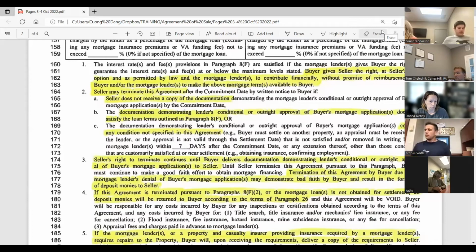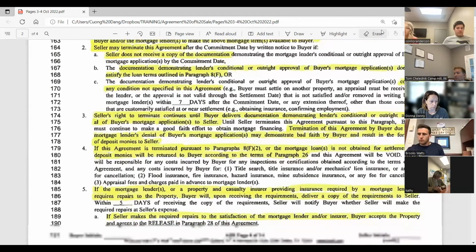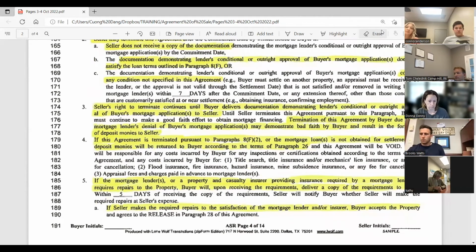Okay. Now, Mike, going back to what you were saying about the seller terminating. If this agreement is terminated pursuant to paragraphs 8F2 by the seller, or the mortgage loan is not obtained for settlement. So what does that mean? Well, the buyer gave the seller a denial letter. The seller doesn't terminate this thing. He's like, delusional, thinking that, hey, somehow this buyer is still going to come to the table with money. Okay. Well, at settlement date, if there's no money at the table, the buyer gets their deposit money back.